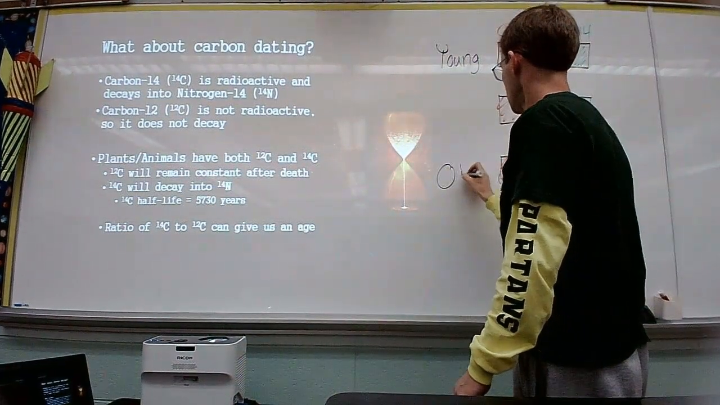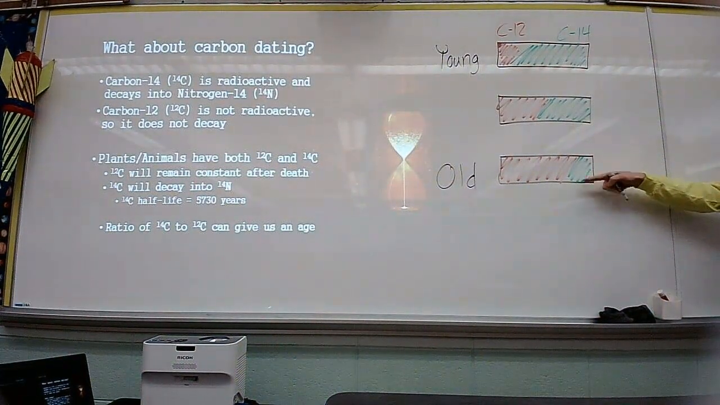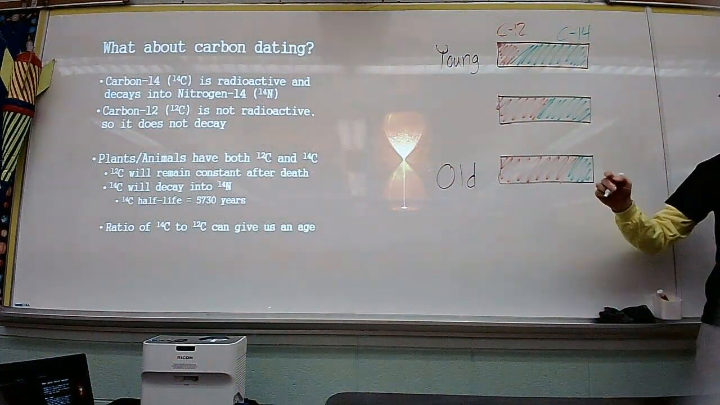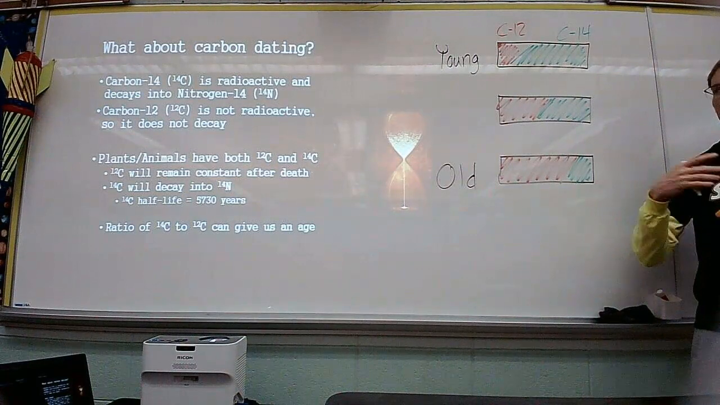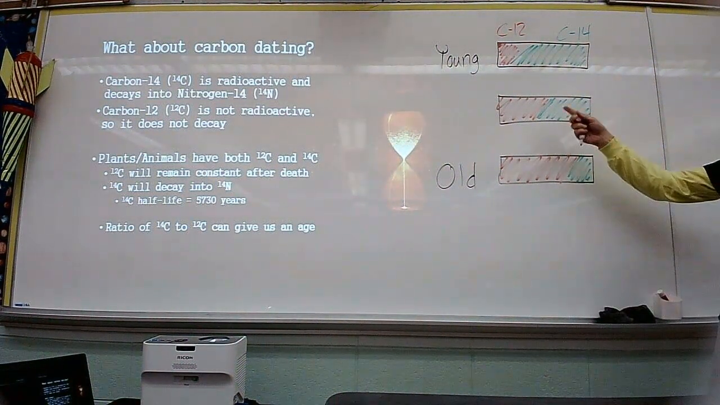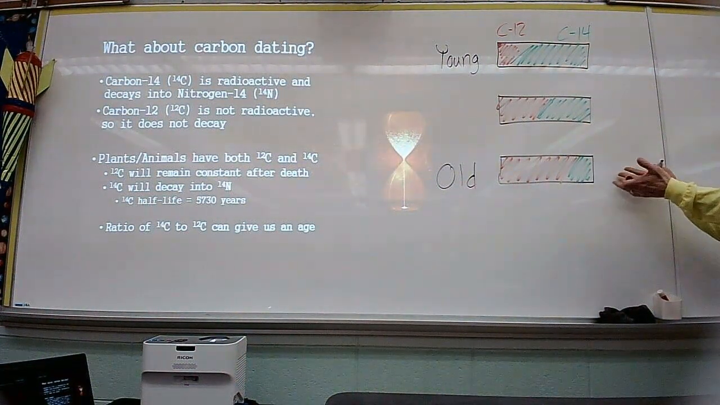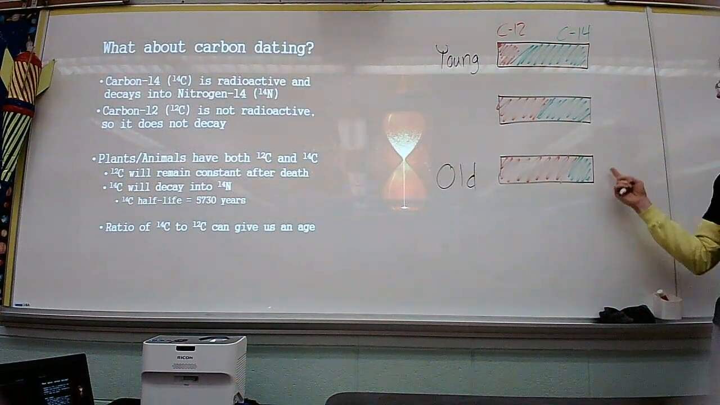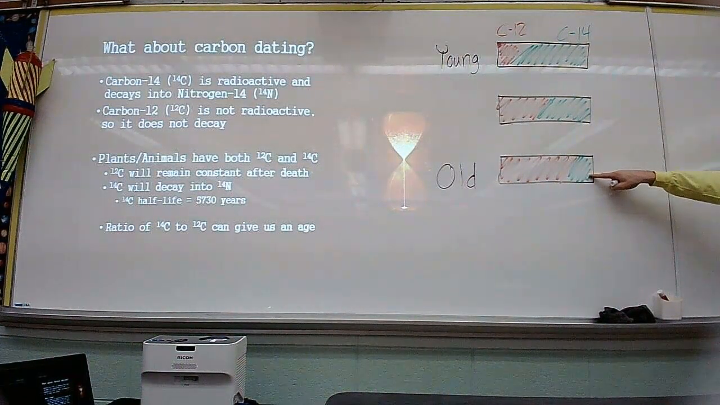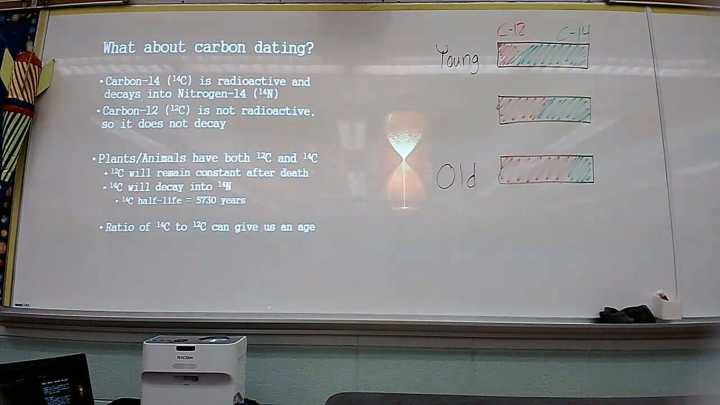So when you get to the point where there's very little carbon-14, and by comparison there's lots of carbon-12, that object or thing or plant or animal has been dead for a long period of time, because all that carbon-12 is now dominating that ratio there, because the carbon-14 has all decayed into nitrogen-14. And I'll be coming back to this in the future here.